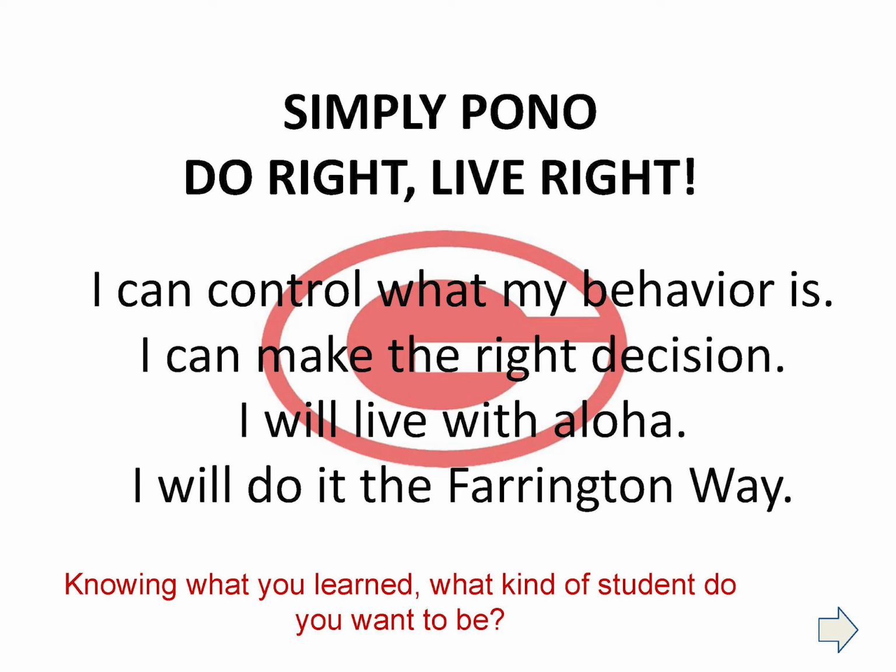We want you to make good decisions and choices. Knowing the consequences for the various offenses will help you to make wise choices and think first. Ask yourself, who can control what I do? Repeat after me. I can control what my behavior is. I can make the right decision. I will live with aloha. I will do it the Farrington way. You decide what actions to take while attending Farrington High School. What kind of student do you want to be?